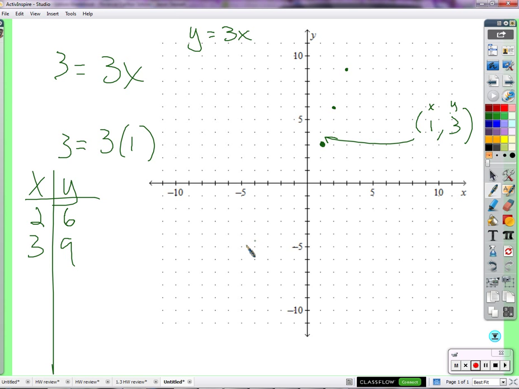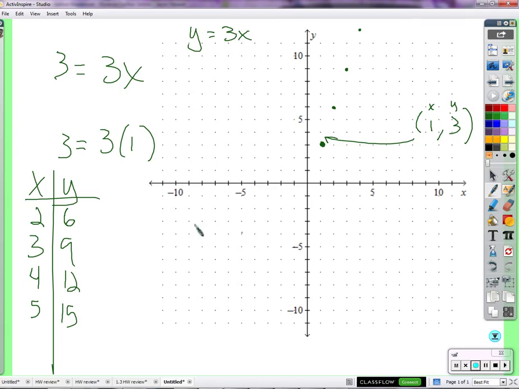Molly? X equals 4 and y equals 12. We're starting to run out of room here, but we can just barely fit it. Ethan? X is 5 and y is 15. That is true, and that point would be part of the graph, but it's too far for me to graph. So let's get points that I can fit. 6, 18 is even more not able to fit.